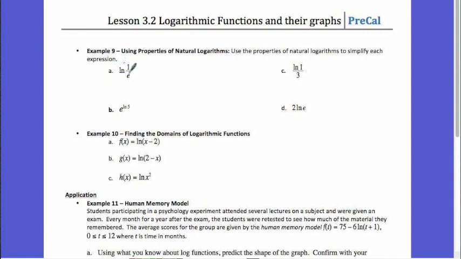So, same properties that we have here. So we could actually rewrite this. We have the natural log. Again, the base is understood to be e, we just don't write it. And I'm going to reciprocate this guy. I'm going to flip it over.